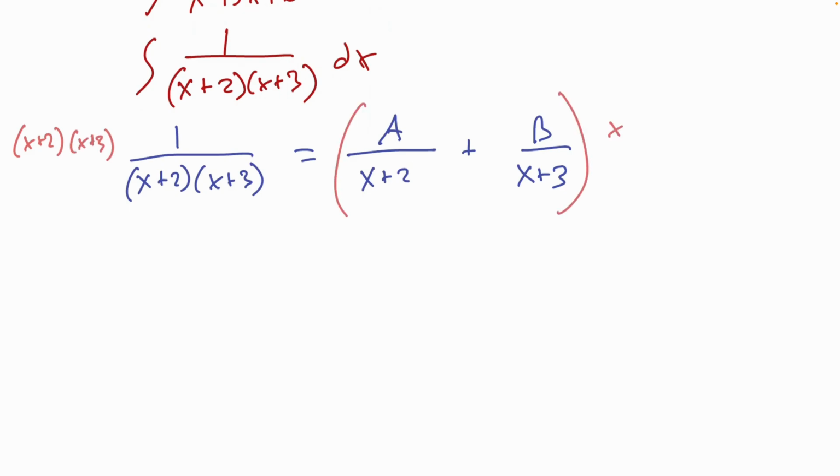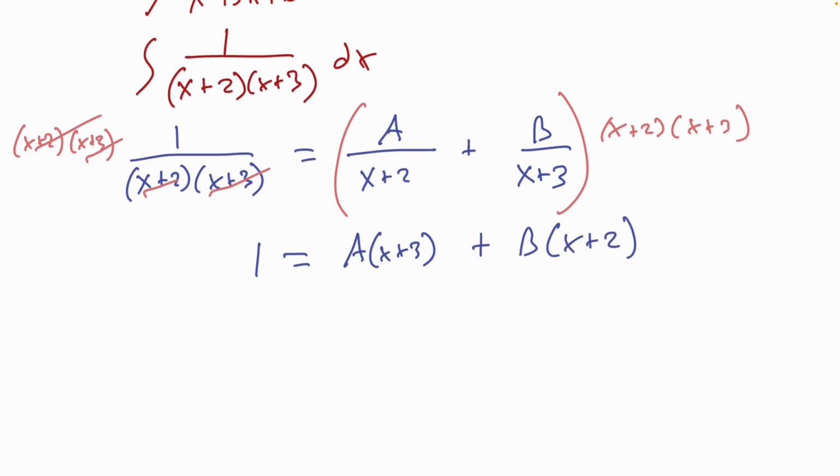So we're going to multiply both sides by x plus 2 times x plus 3. On the left side it all cancels out and we're back to just the normal 1. On the right side, for the a term, we had an x plus 2 on the bottom, so it cancels out with the x plus 2 on top, and we just have x plus 3. Likewise for the b term, we had an x plus 3 on the bottom, which cancels out, so we have x plus 2. So we have rewritten it in a way that we can actually solve for what a and b are.